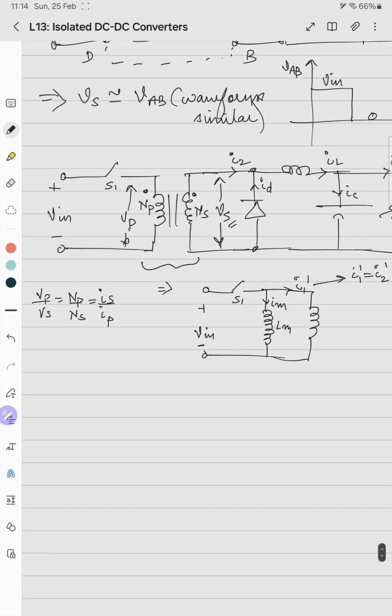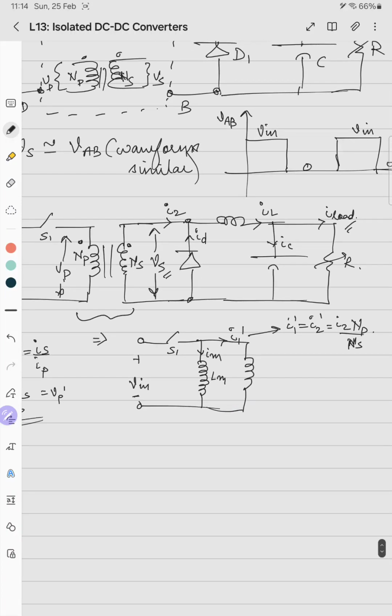So if S1 is on, the V in voltage will come across Vp. So the voltage across secondary Vs will become what? Ns by Np into Vp. So we can write Vs as Vp into Ns by Np, or you can write Vp dash. So when S1 is on, Vp is V in, so Vs becomes V in into Ns by Np. This is the voltage induced across the secondary.